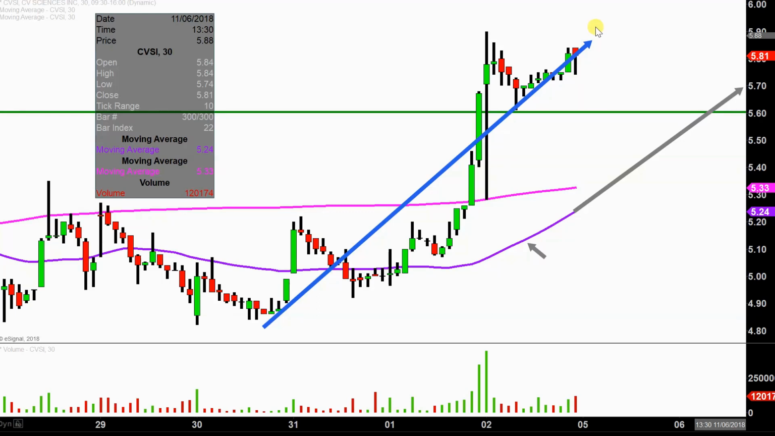Again, yes, staying above $5.60, that would be great. But from the grand scheme of it all, as long as the price is above that purple line, the bulls 100% own the chart.